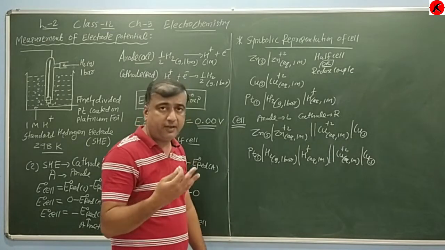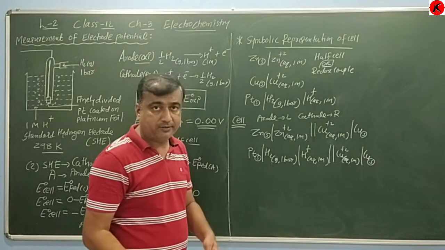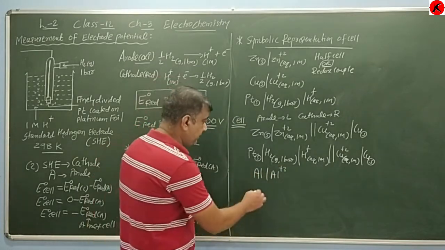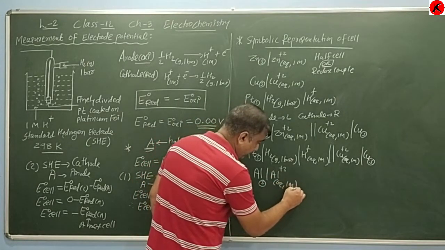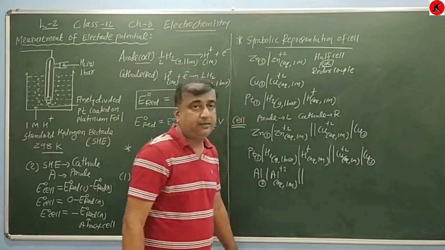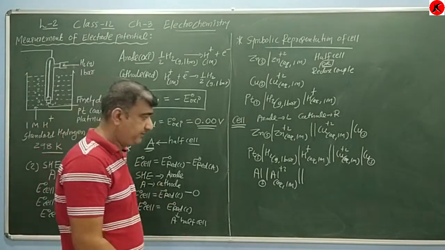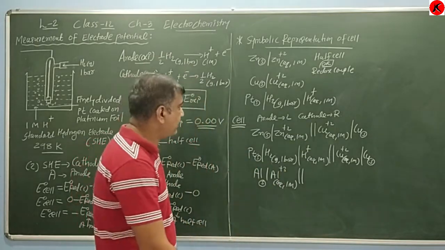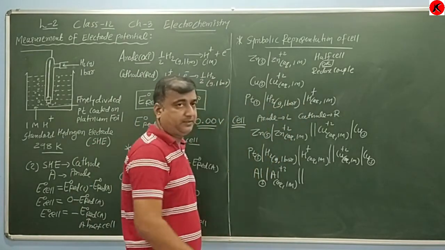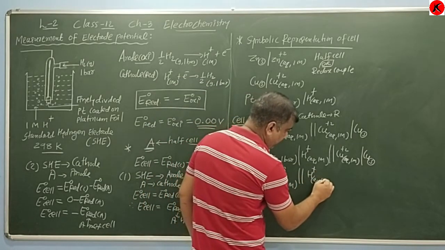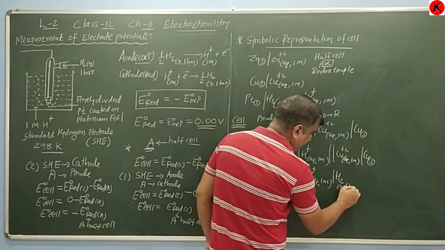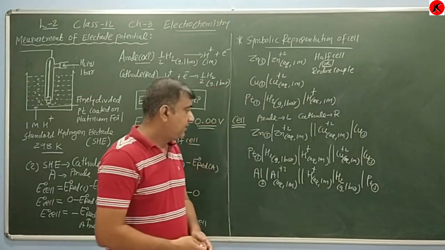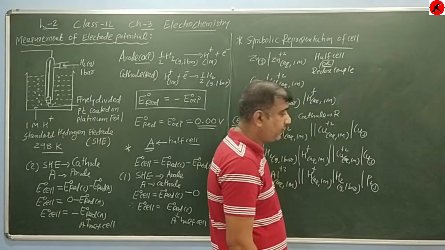Now suppose we are using aluminium as an anode. Then Al plus 3, that means the metal and its oxidized form. Aluminium is in solid form, Al plus 3 aqueous 1 molar. Now the salt bridge. Now suppose the standard hydrogen electrode acts as a cathode, that means H plus is converted to H2. This will be totally reversed. That means H plus aqueous 1 molar is converted to H2 at pressure 1 bar and then platinum solid. So it is written like this. Here aluminium is the anode, and the standard hydrogen electrode acts as a cathode.